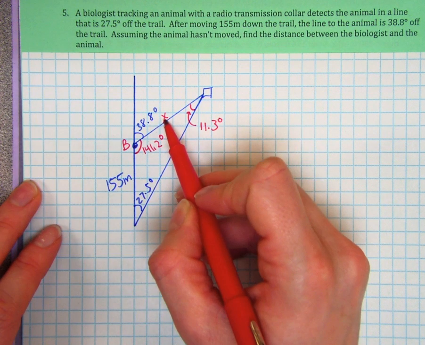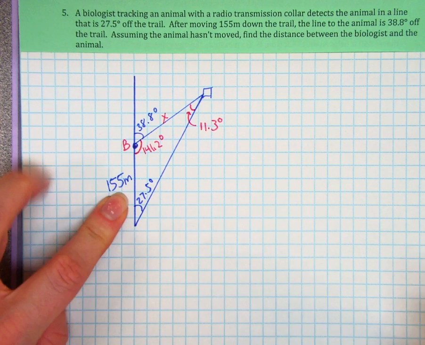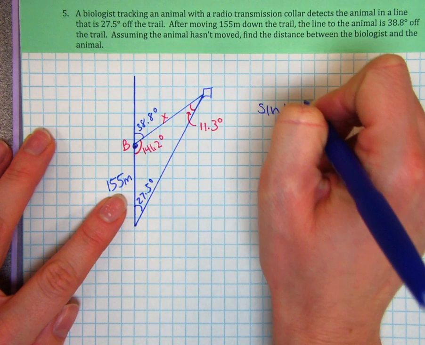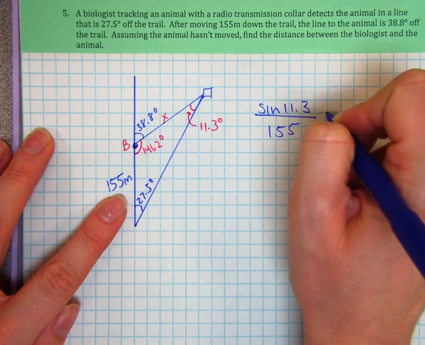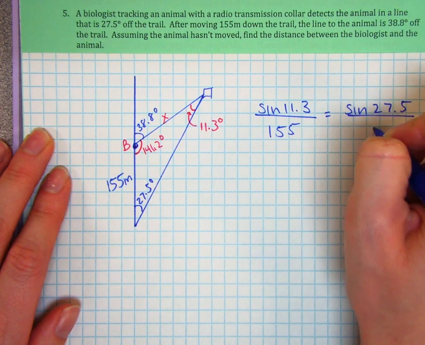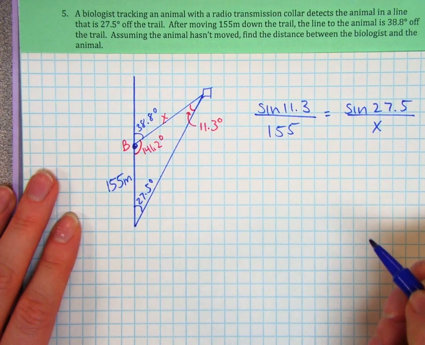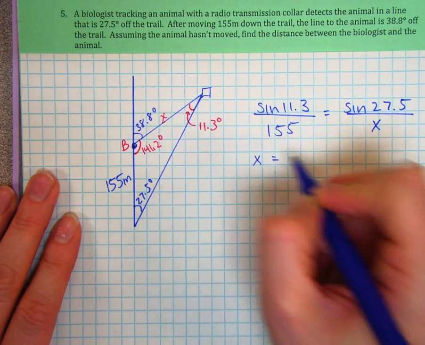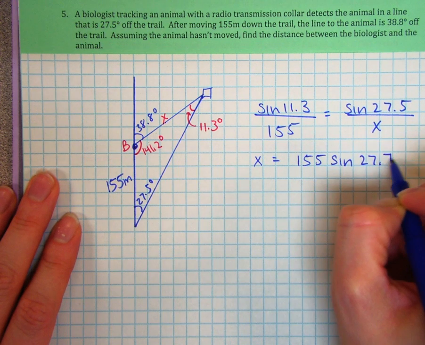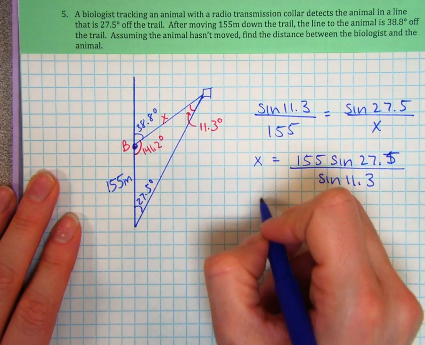So here, if we want to solve for x, this problem is set up for us to use the law of sines because we have one side and three angles in our triangle. So let's set that up. I have sine of 11.3 degrees over 155 equals sine of 27.5 degrees over x. We're trying to solve for this distance opposite the 27.5 degree angle. Then solving for x, I'll find 155 times sine of 27.5, over sine of 11.3.